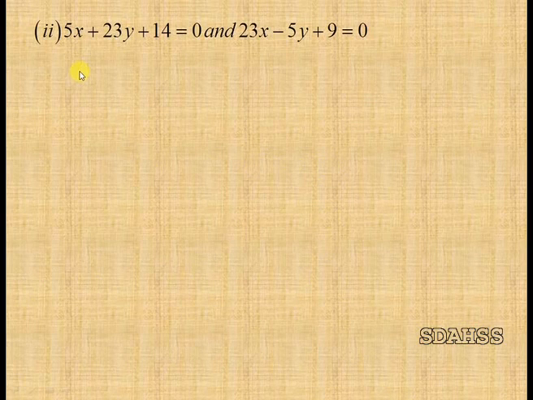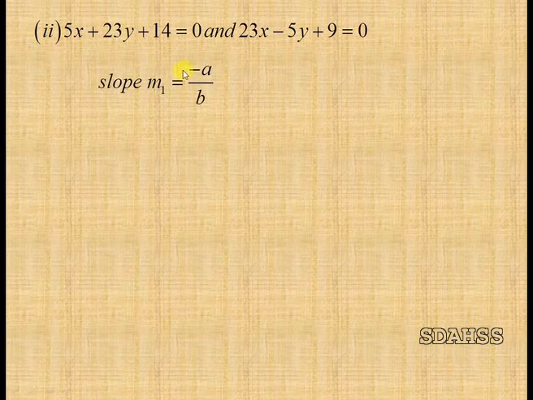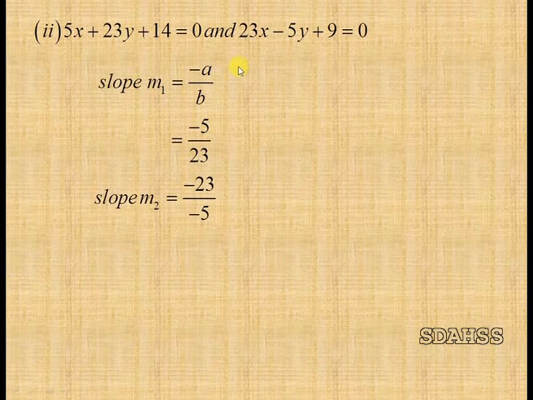Subdivision 2. 5x plus 23y plus 14 is equal to 0 and 23x minus 5y plus 9 is equal to 0. M1 is equal to minus a by b, which is equal to, here a is 5, b is 23, so minus 5 by 23. Then the slope of the second equation, M2 is equal to minus a by b, minus 23 divided by minus 5. So cancel the numerator and denominator by the minus sign. So you have 23 by 5.